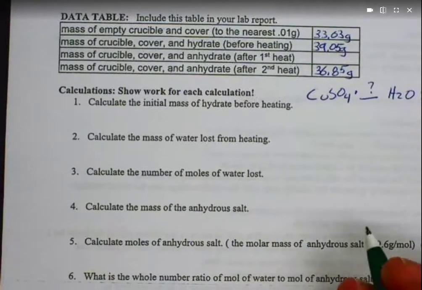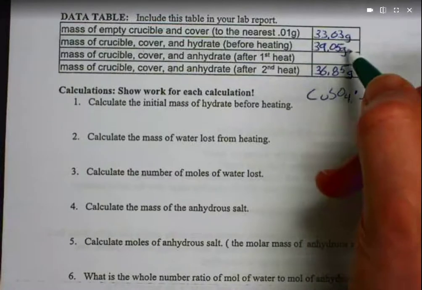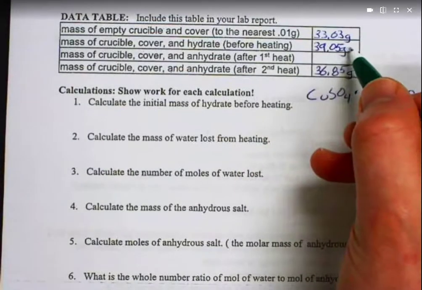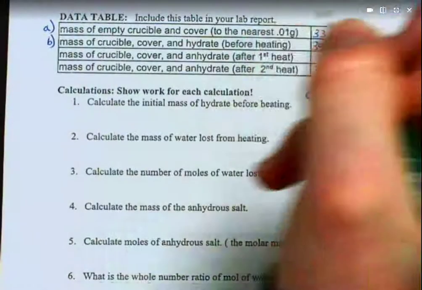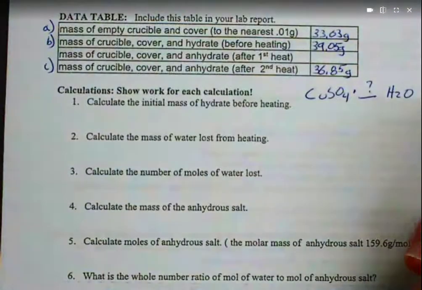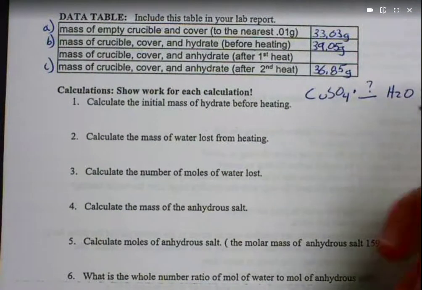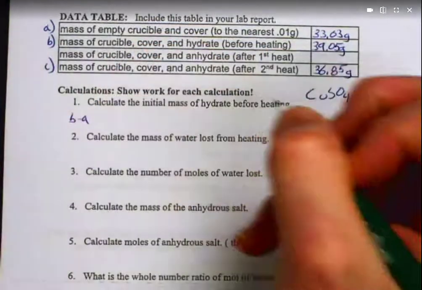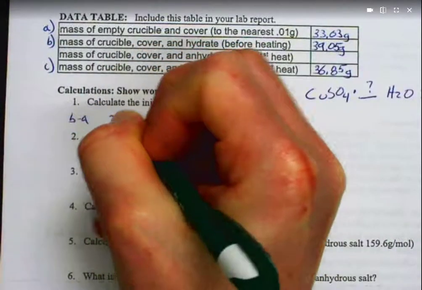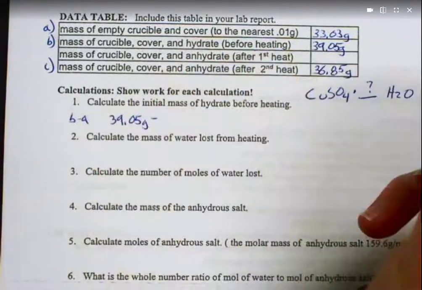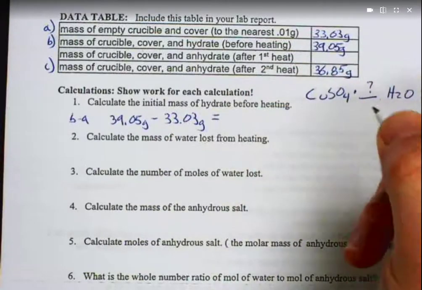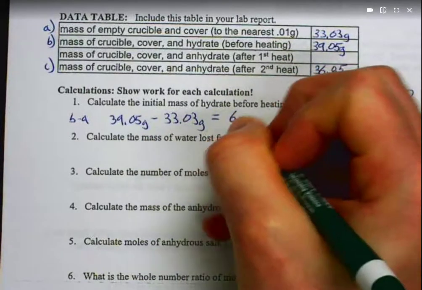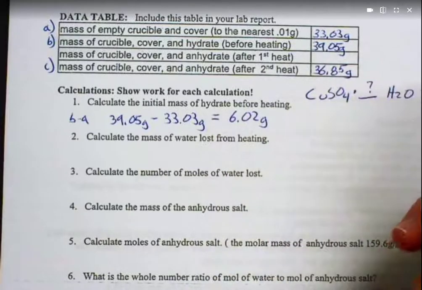So the initial mass of the hydrate is really just how much you started with before you heated minus the container. If I call this A and this is B and this is C, I'm really just going to do B minus A here. All the stuff minus the container. So I'll do my 39.05 grams minus my 33.03 grams. And in my case, that looks like it's going to be 6.02 grams of hydrate.